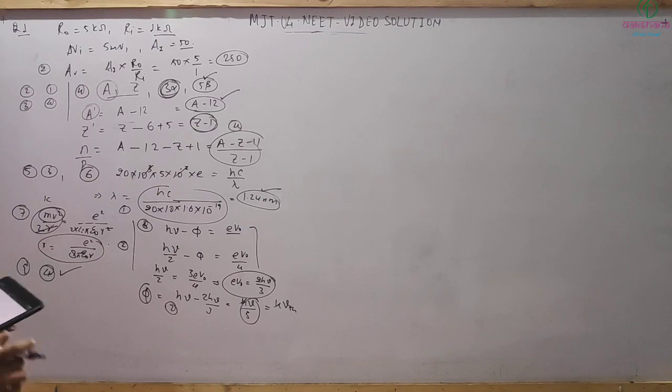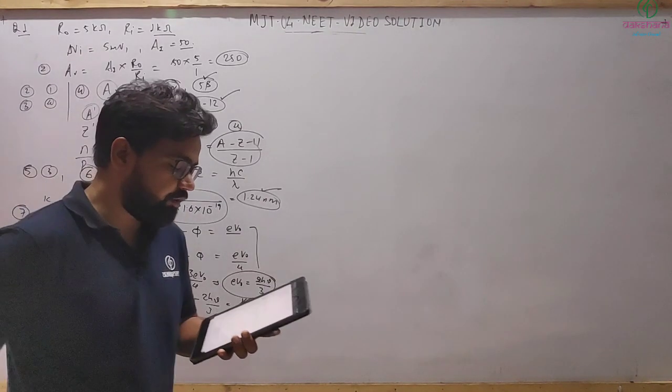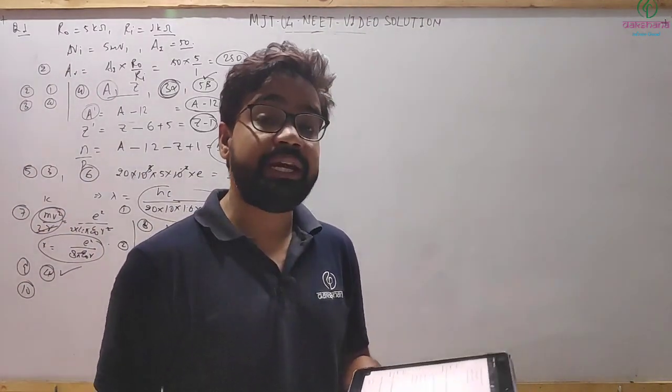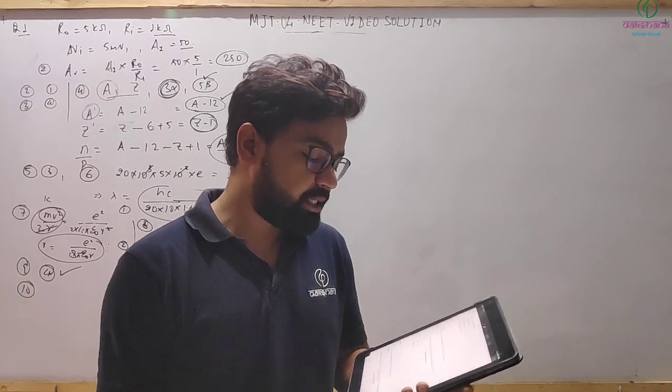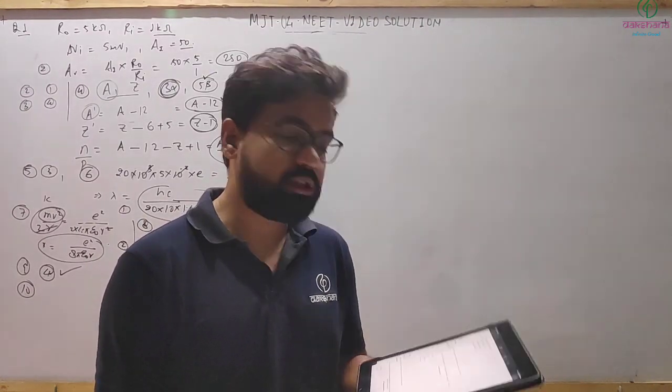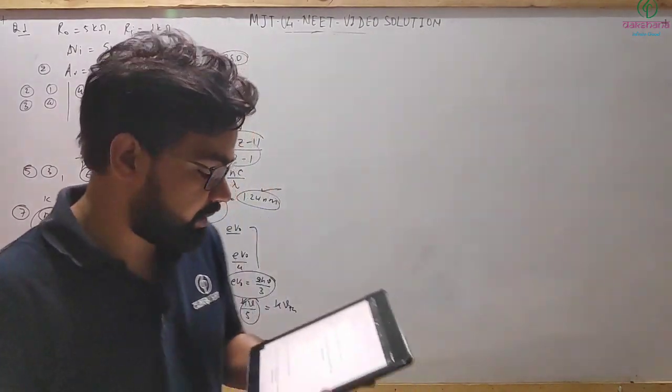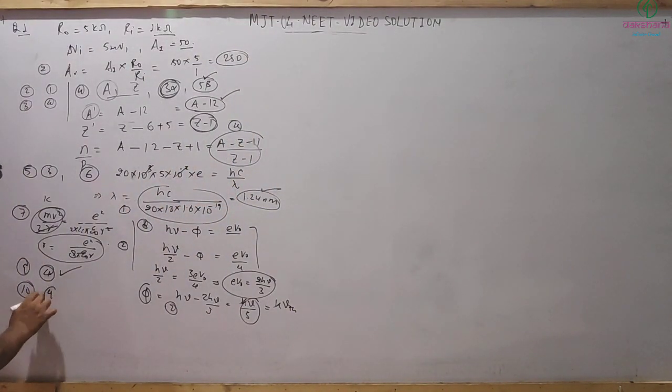Next, question number 10. Emitter base junction of a transistor is biased while collector base junction is like standard. So emitter base junction is always forward biased, generally talking about active mode, and collector base junction is reverse biased. So it's matching with option 4, a theoretical question.